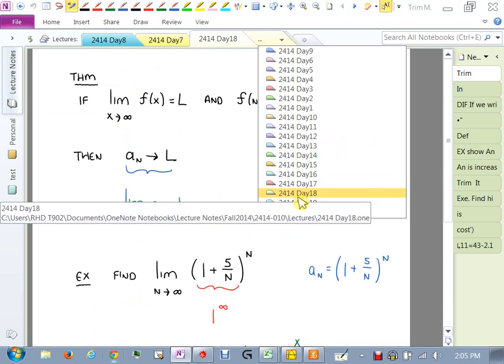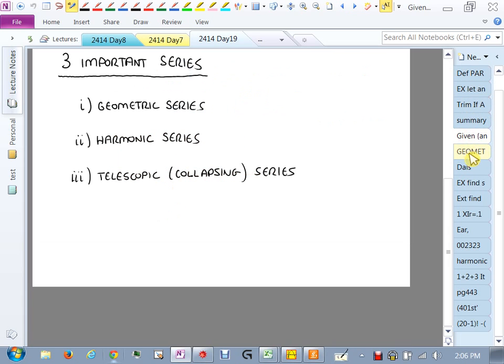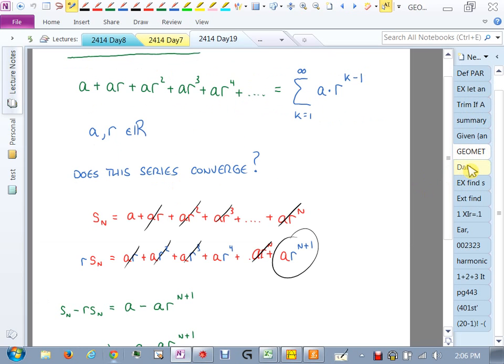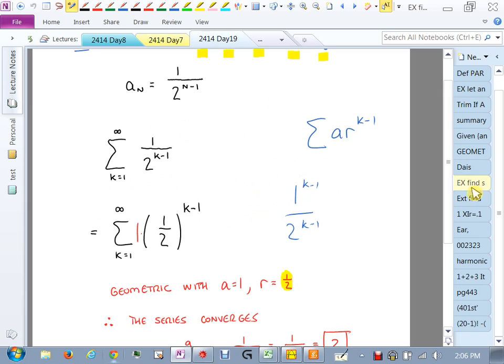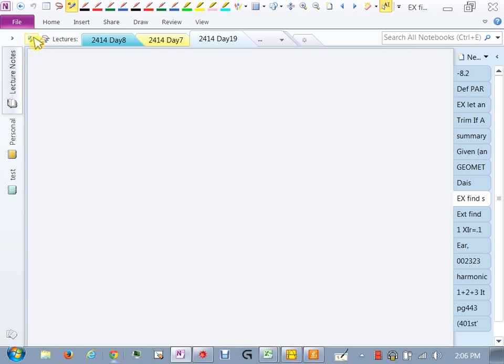Here we go. This is it right here. This is Cal 2. This is my lecture I did the other day in Cal 2. What is the sum? What's 1 plus 1/2 plus 1/4 plus 1/8 plus 1/16 forever? Okay? This is called a geometric series. So what I'm getting at is, what am I getting at?